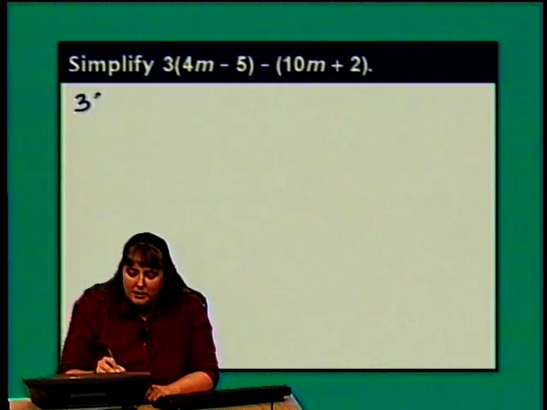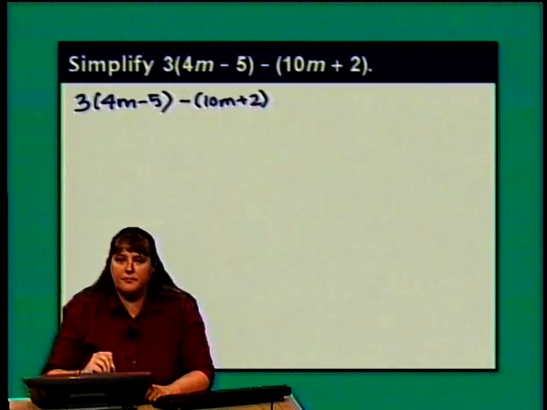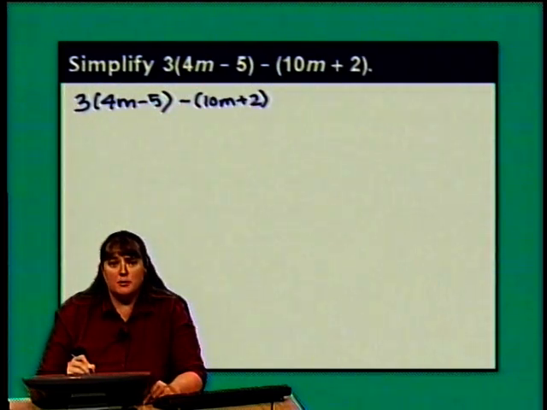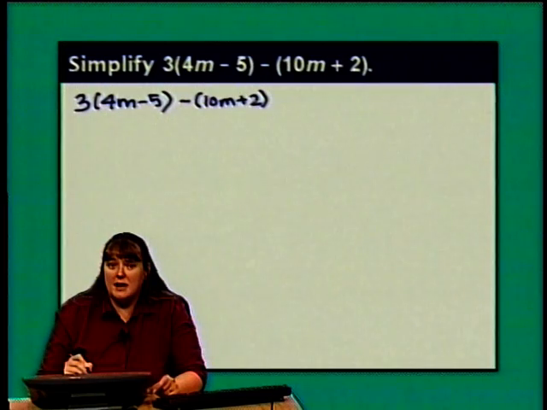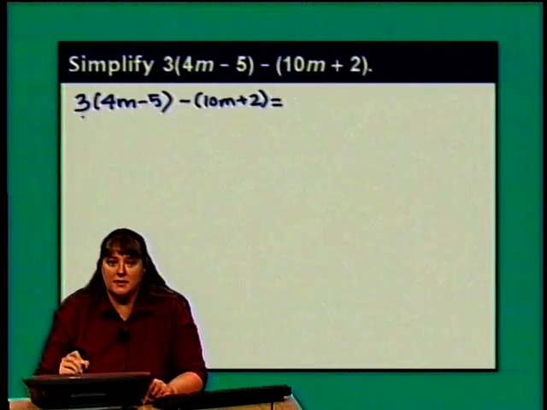Now let's try 3 times the quantity 4m minus 5 minus the quantity 10m plus 2. I'm going to distribute the 3 through the first set of parentheses. And remember, I can think of this as plus negative 1 times the quantity 10m plus 2. Distributing the negative 1 through the second set of parentheses should change the sign of each of the terms in the second set of parentheses. Let's worry about that when we get there. Let's start with the first set of parentheses.